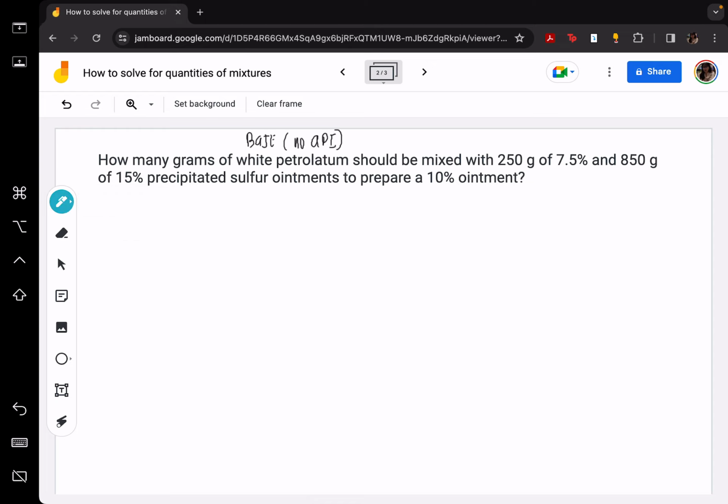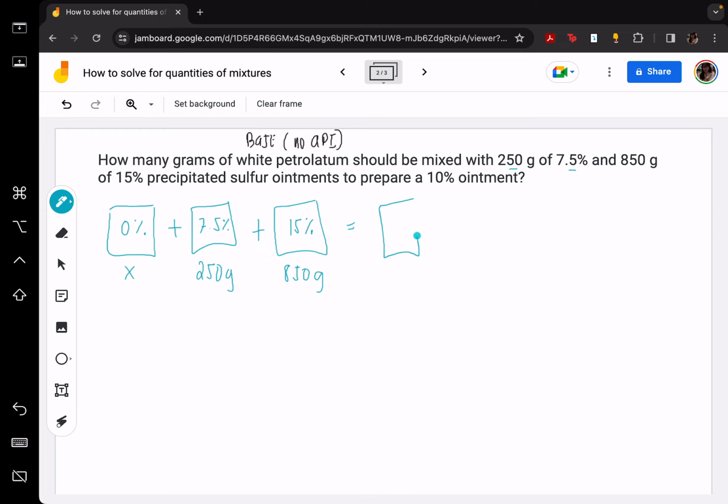So when you draw that, it looks like this. 0% no active ingredient, and that's your X. You're looking for the quantity. Plus this one is your 7.5%. Okay, that's it. And then the quantity is 250 grams. The third one is 15% this time. The quantity is 850 grams. And then your final product is a 10% ointment. Okay, that's not an X. That's just 10%. That's it.